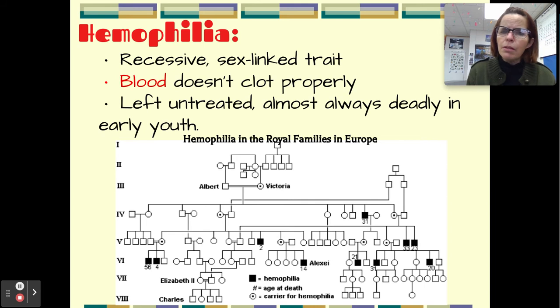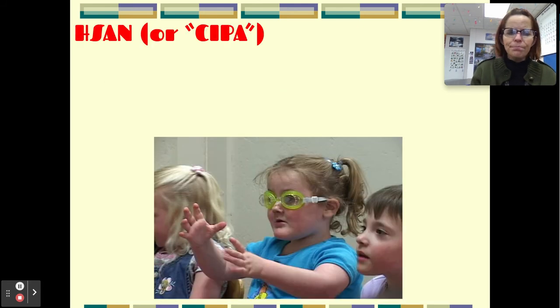Nowadays, we have really good treatments. In the United States, we have really good treatments, so people who have hemophilia can lead normal, or very close to normal, lives. All right, this one is one that everybody loves.